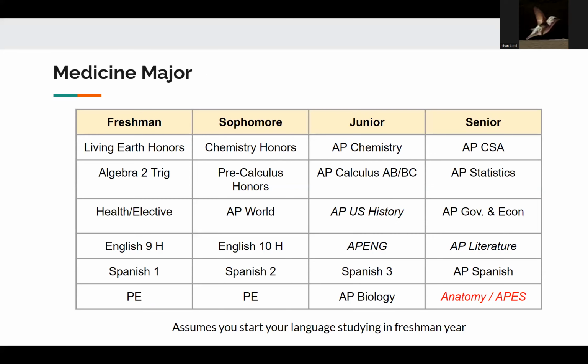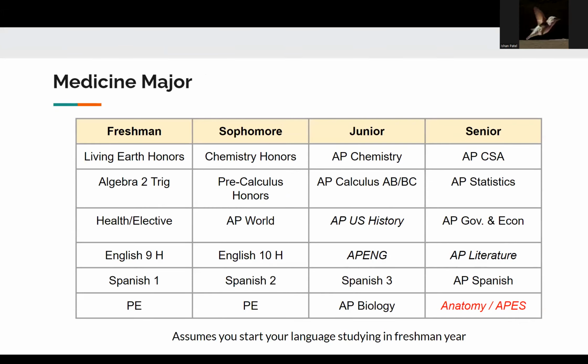Okay, so in the case of a medicine major, there aren't very specific courses you can take freshman and sophomore year. You would just be completing your health and then your normal courses. But you do have Living Earth. At American High School, you don't have the option to take Living Earth Honors anymore. And then as a sophomore, you would either do chemistry or chem honors. Chem honors is a weighted course, so it is preferable. And then you would take your other normal classes.